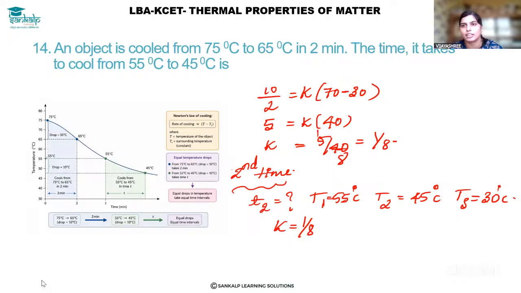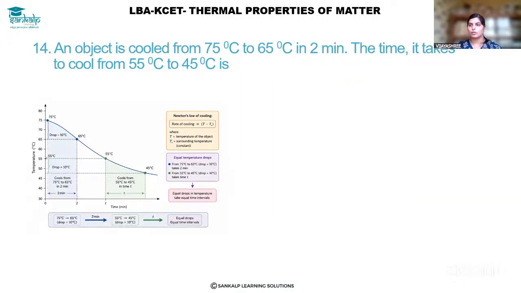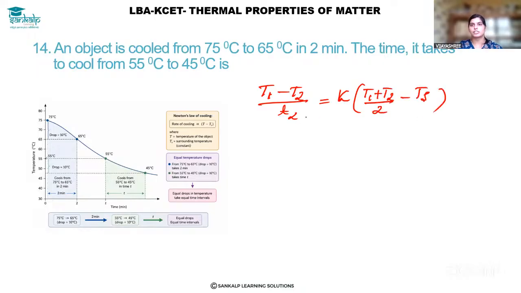So second case, just analyze the case 2. We will calculate the time interval for the second case. Okay, so we have already taken the data from the question. Now directly I apply Newton's law of cooling formula. T1 minus T2 divided by t2 is equal to K into (T1 plus T2) divided by 2 minus Ts. Right?